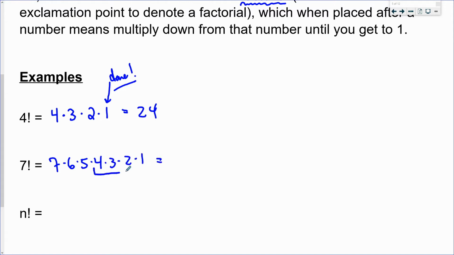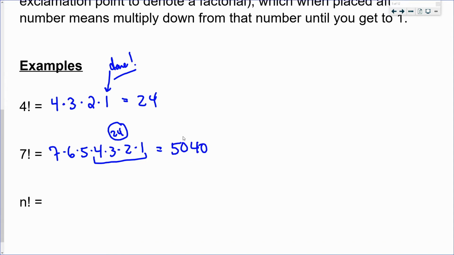Now check this out. This is 4 factorial, so I know this is 24. So if you're looking for a shortcut, you can go 24 times 5 times 6 times 7 on your calculator. Give you a moment. That was exactly 1 moment. You get 5,040.